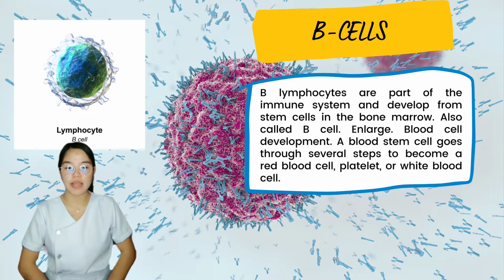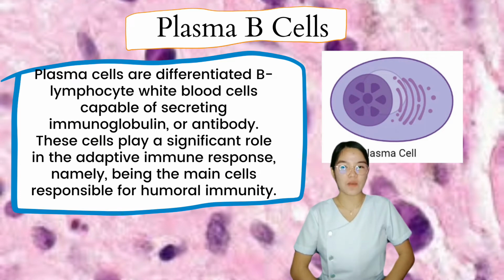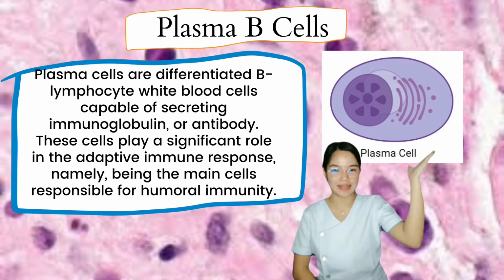B cells produce antibody molecules. However, these antibodies are not secreted, rather they are inserted into the plasma membrane where they serve as a part of B cell receptors. Next, we have plasma B cells.